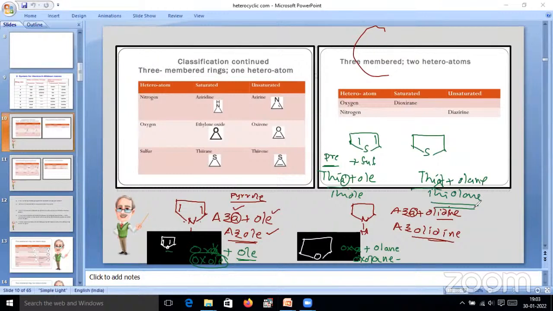Okay, you can write like this. Next one. Suppose in the molecule here one chlorine is there. How can you write the nomenclature? 2-chloroazole. Right. 2-chloroazole.